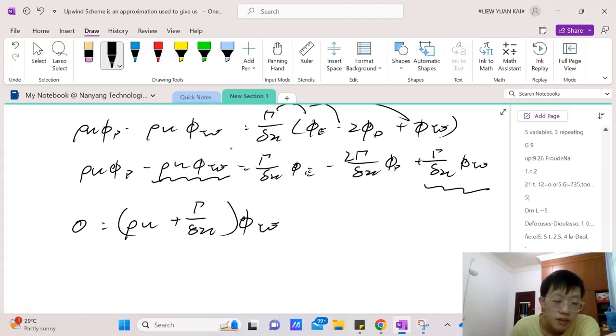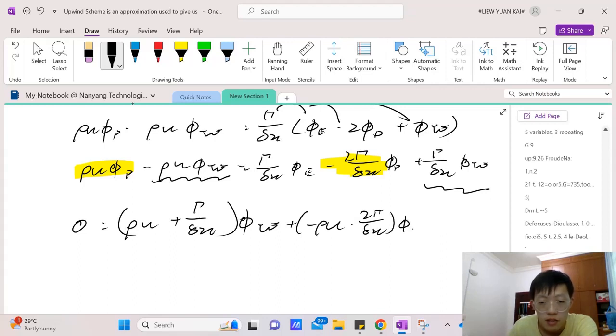Next, we have the phi P terms. So where is the phi P terms? This is the phi P term. This is the phi P term. So you move this to this side. So positive rho U becomes negative rho U, plus negative rho U. Then we have negative 2 gamma over x. Then you factorize out phi p.